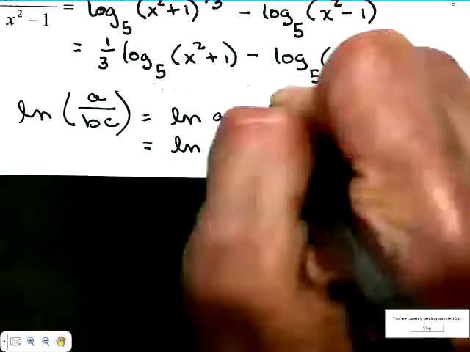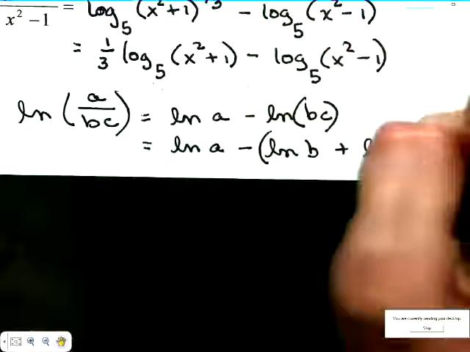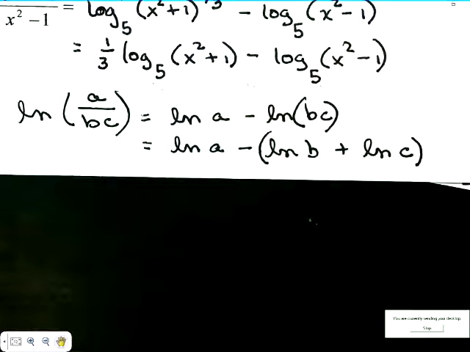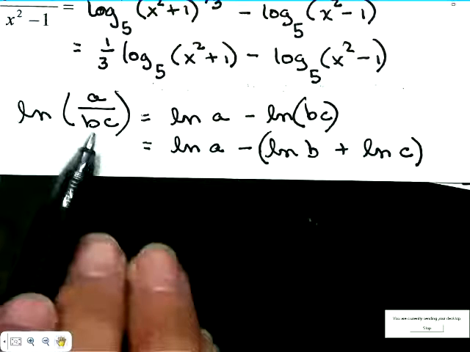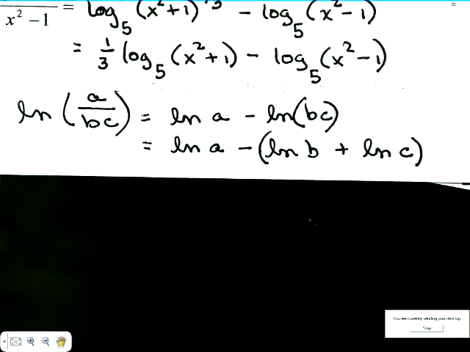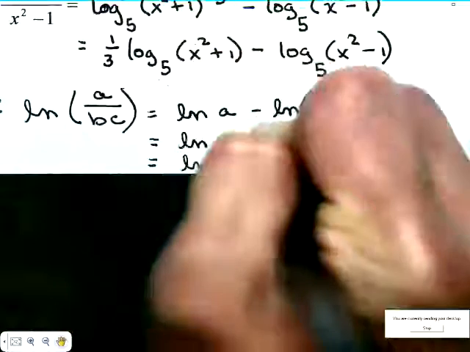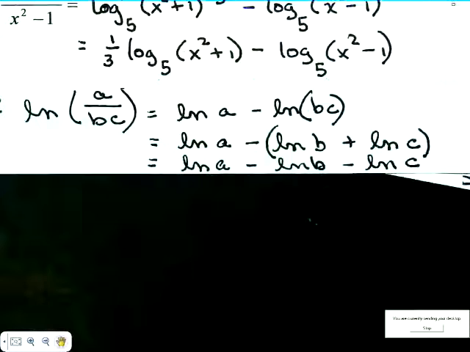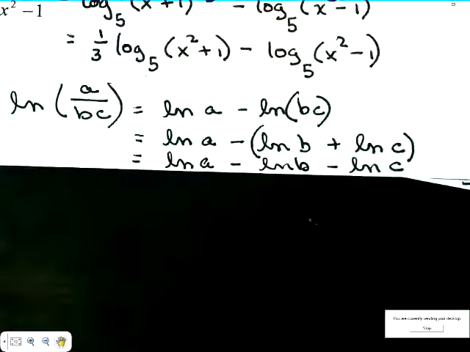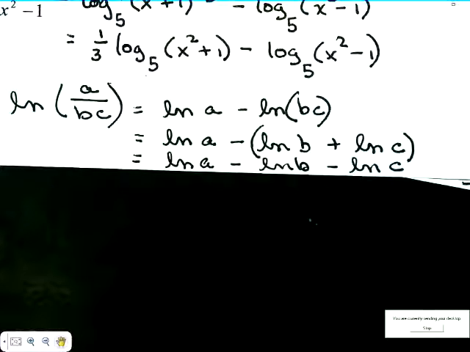I either need to have that sum in parentheses to show that this A was divided by the B and the C, or I can distribute that negative and write the answer as natural log of A minus natural log of B minus natural log of C.